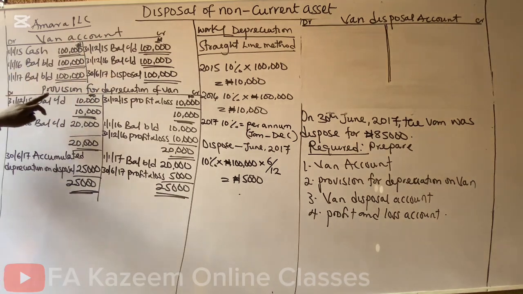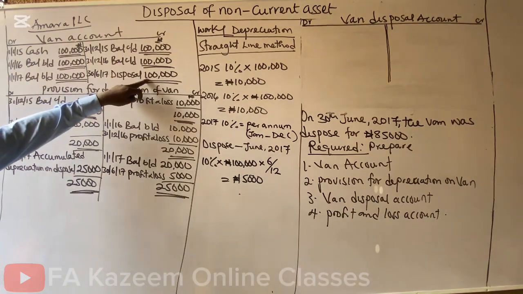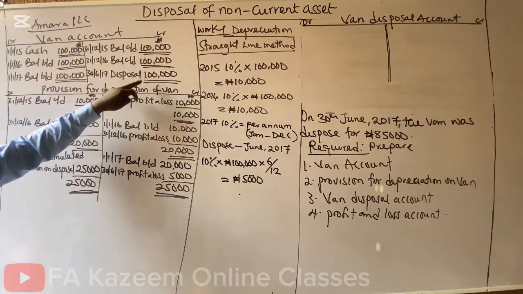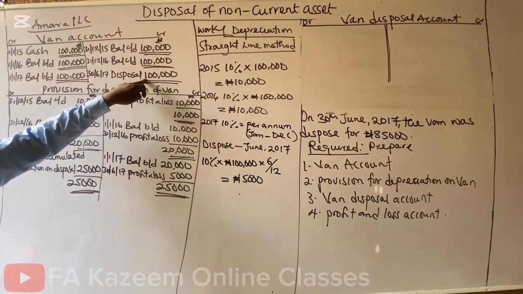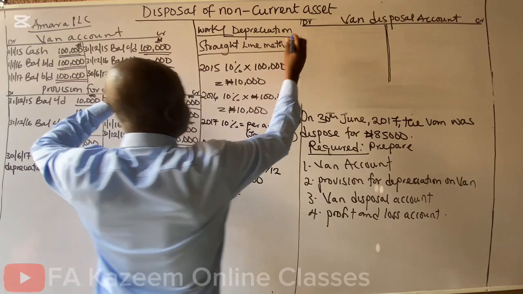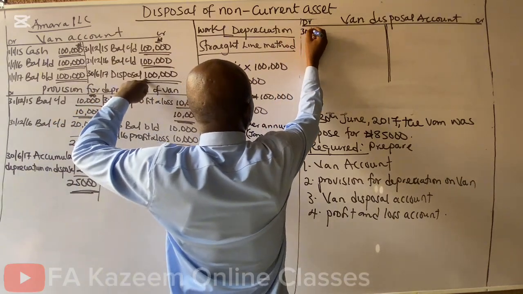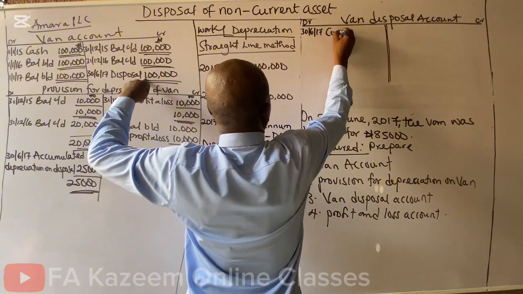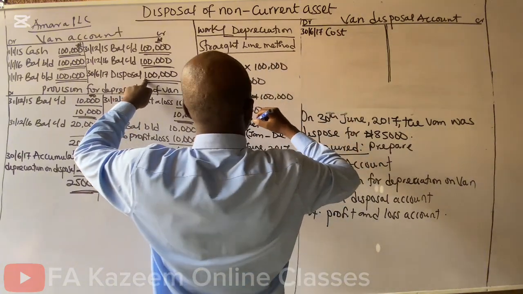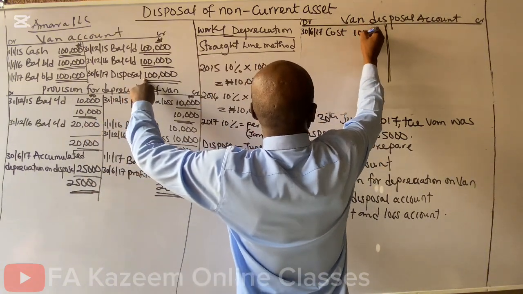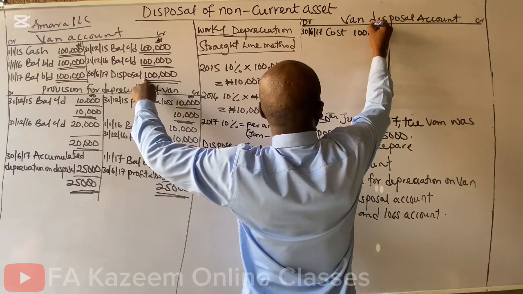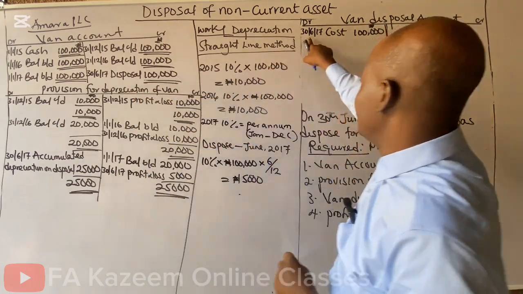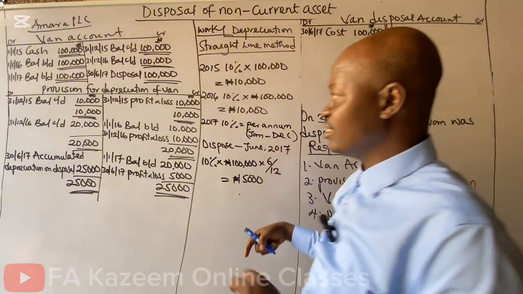How much did they buy this van? The asset was bought for 100,000 and it was disposed on 30th June. On what side here? On the credit side. Do the corresponding entry. Look at where my hand is. 30th June 2017. This is what we call cost. The asset cost 100,000. From credit to debit. Go to the next account.